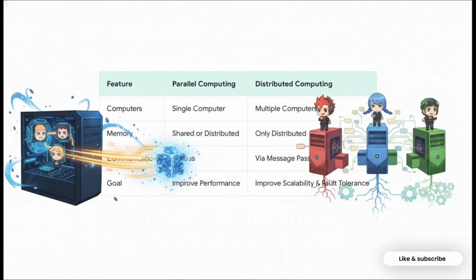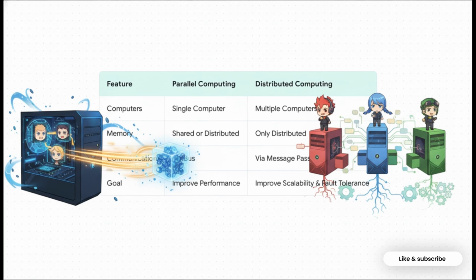This table lays out the differences perfectly. So with parallel computing, you're on a single computer. With distributed, you're using multiple computers. For memory, parallel systems can share it, which is super fast, but in distributed systems, it's always separate. Each machine has its own.